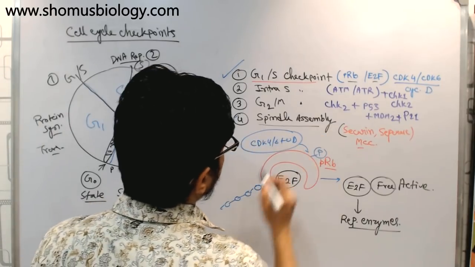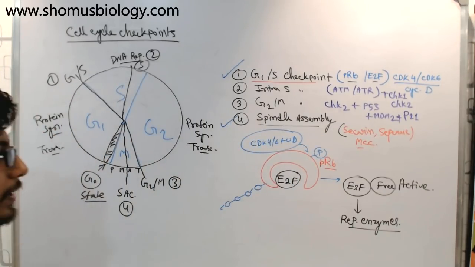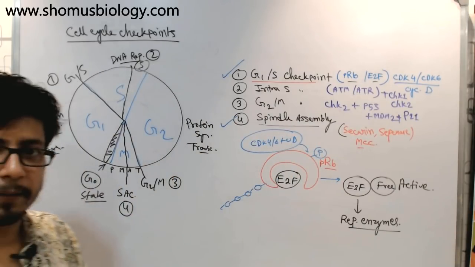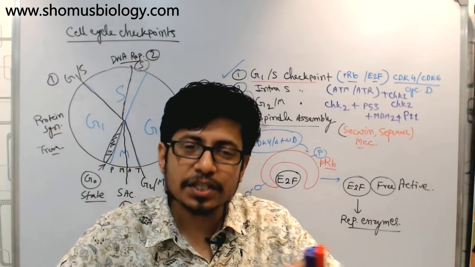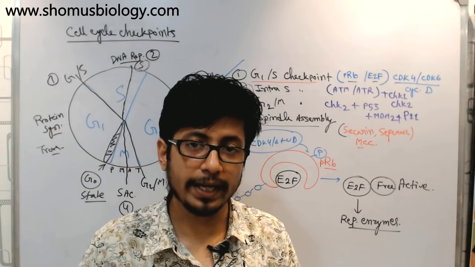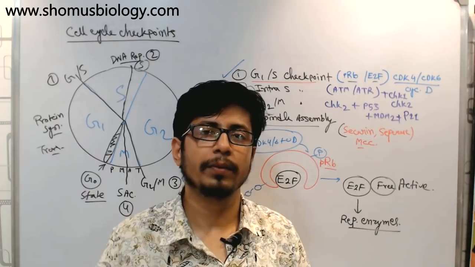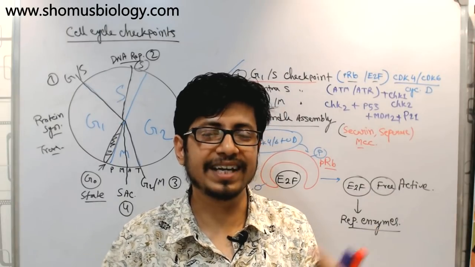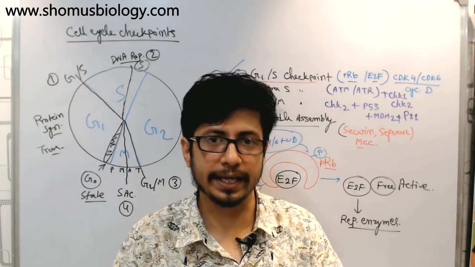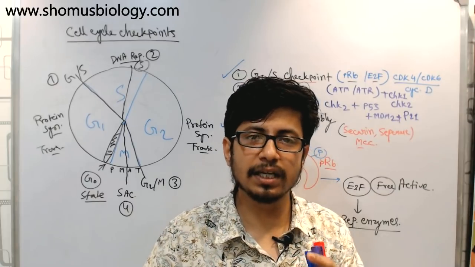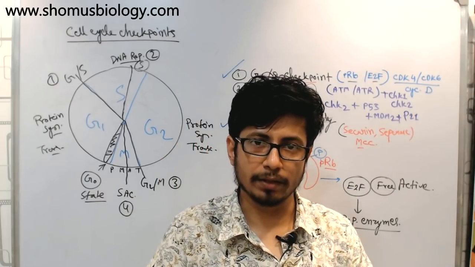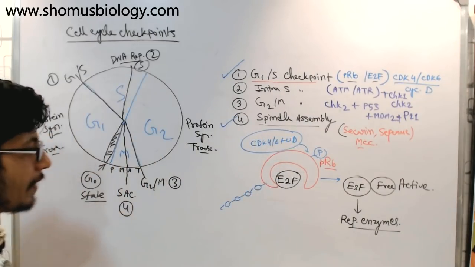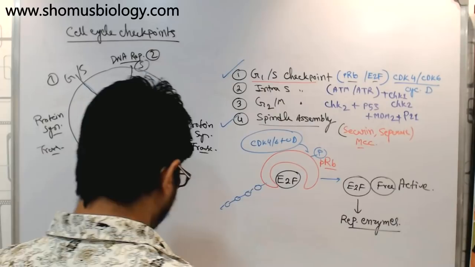Now the last one is also very important, that is the spindle assembly checkpoint. I told you earlier that the spindle assembly checkpoint is regulating whether the segregation of sister chromatids will be done or not, and the signal is turned on when the tension coming in from the opposite poles is equal at the kinetochore. If the tension is lacking from either of the sides, then that is the alarming signal. The checkpoint will stop the movement of the cell cycle from metaphase to anaphase. Okay.